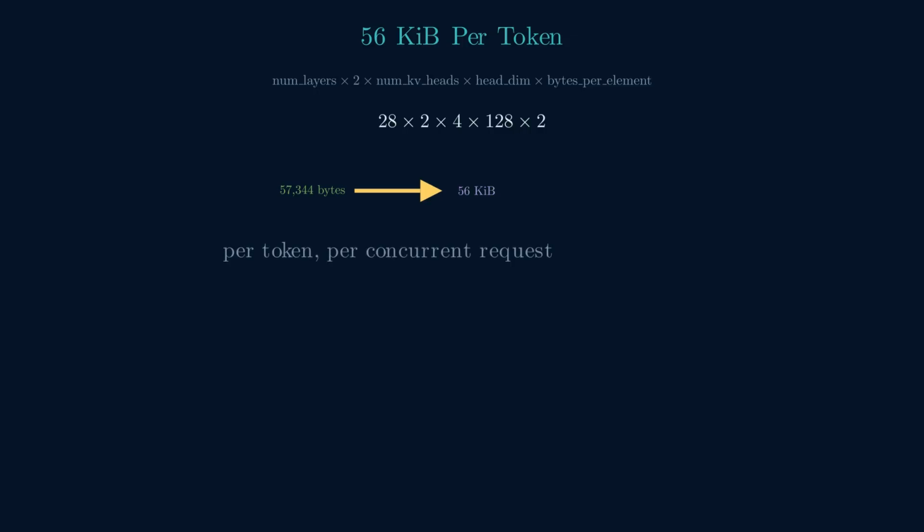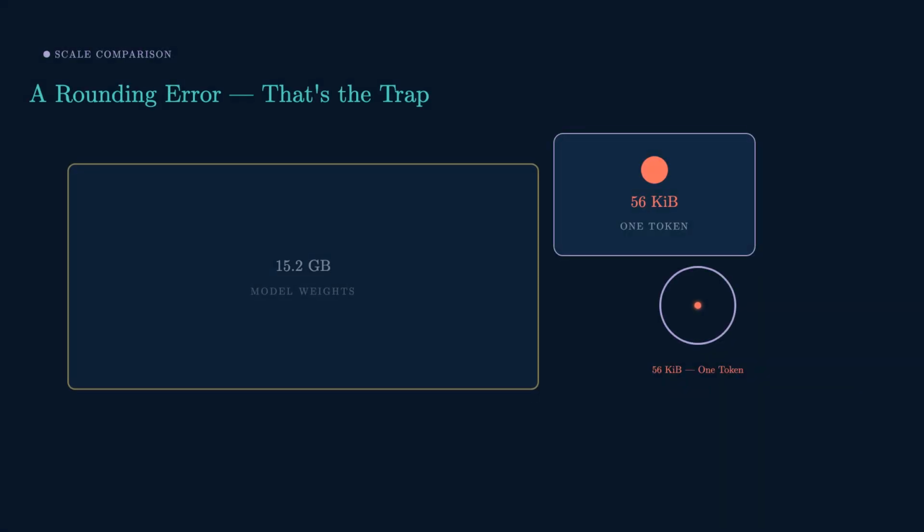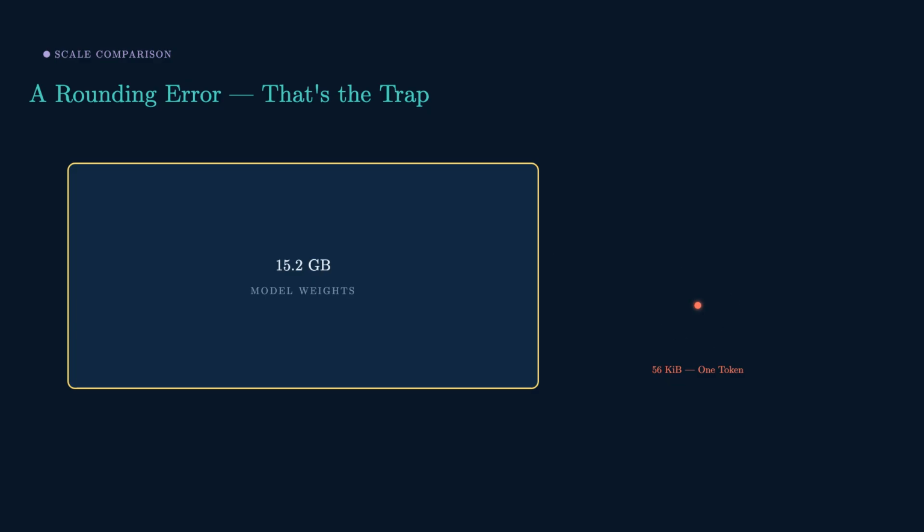That's your unit cost, locked in. 56 kilobytes. Next to a 15.2 gigabyte model, that's a rounding error. And that's exactly why it's dangerous. The cost of one token was never the problem. The problem is everything you multiply it by.